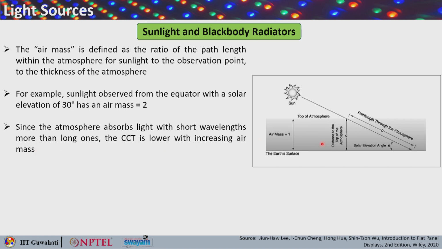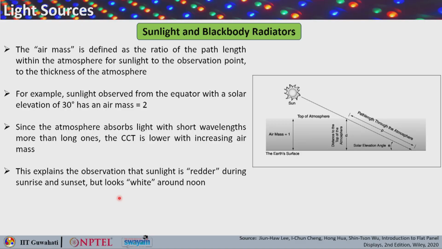So, since this atmosphere absorbs light with short wavelengths more as compared to the long ones, the CCT is lower with the increasing air mass, right. So, this explains the observation that sunlight looks redder when it is towards sunrise or sunset, and it looks whitish in the noon when you are directly looking up.